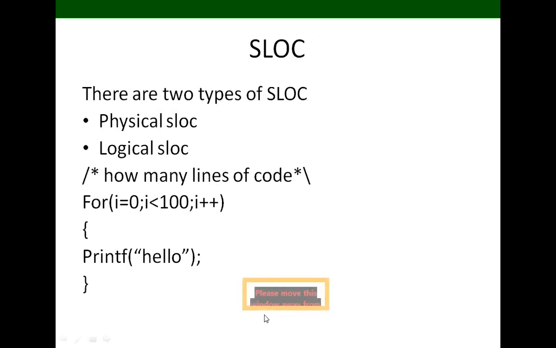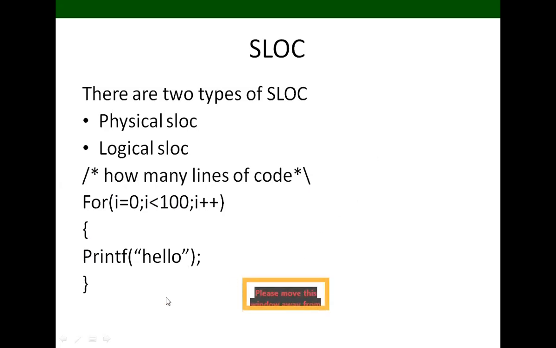Okay. Next, already yesterday we discussed SLOC, source lines of code. There are two types: physical SLOC and logical SLOC. This is the example here. In this example, four physical SLOC are there. Four means 1, 2, 3, 4 lines of code, and two logical, this is one, and print. So two logical SLOC and one comment line. How many lines of code is a comment line?